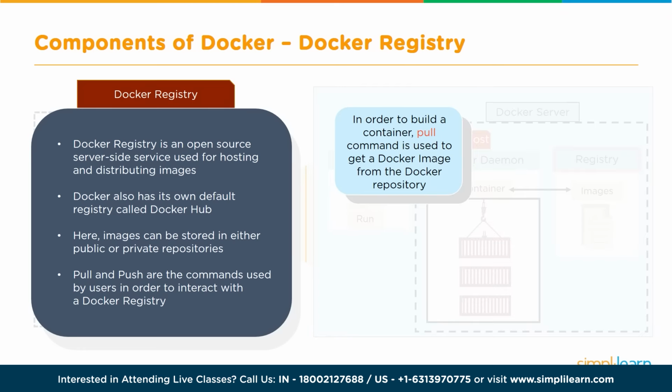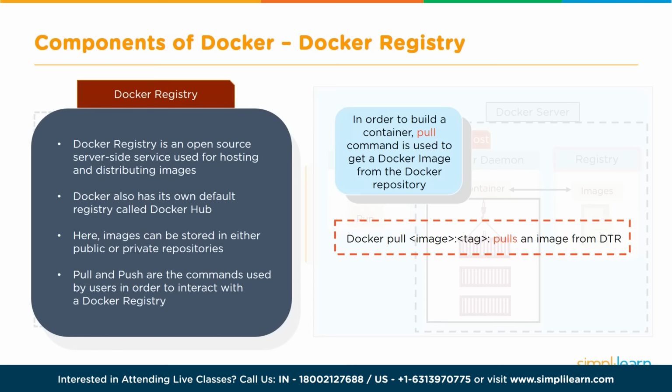So if you want to build your own container, what you'll start doing is using the pull command to pull the image from the Docker repository. And the command line for that is fairly simple. In the terminal window, you would write docker pull, and then put in the image name and any tags associated with that image. Once you've connected to your Docker environment, that command will pull the image from the Docker repository, whether that's a public repository or a private one.